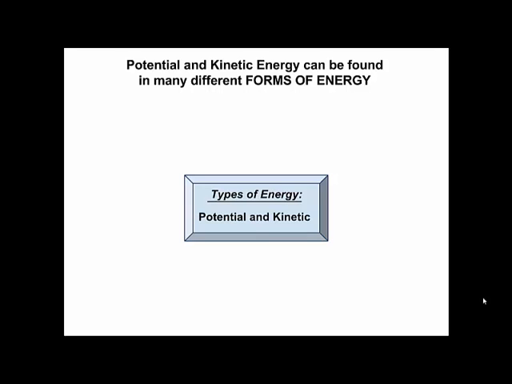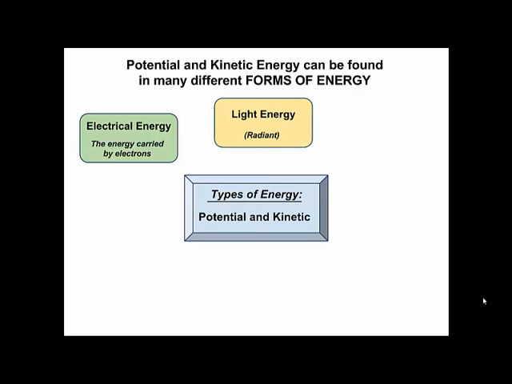So we have our two main types, potential and kinetic. And then there are other types of energy. There's electrical energy, which is the energy that's carried by electrons. And 8th graders, you'll remember that electrons are the negative charge in an atom. There's also light energy, energy that comes from light, such as the sun. If you have solar panels on your house, or know somebody that does, they're harnessing that solar energy, which is light energy, and that's radiant energy.